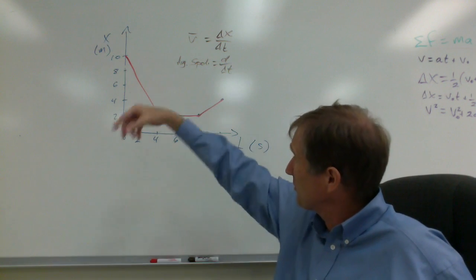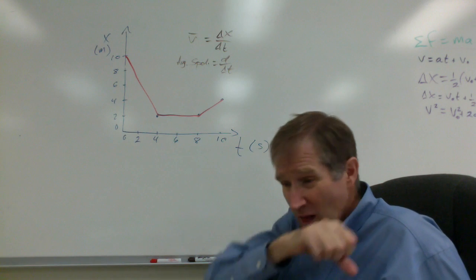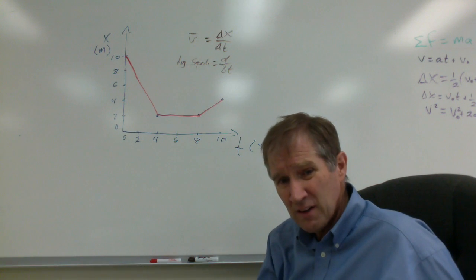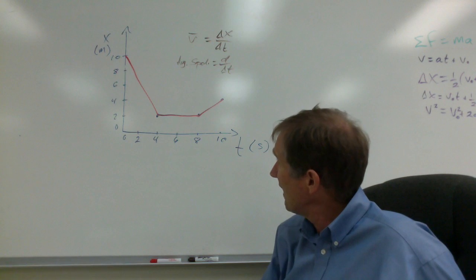The easiest way is pull the numbers off the graph. You start at 10, ended up at 4. How do you get from 10 to 4? You change your position by -6. So that's the change in position.